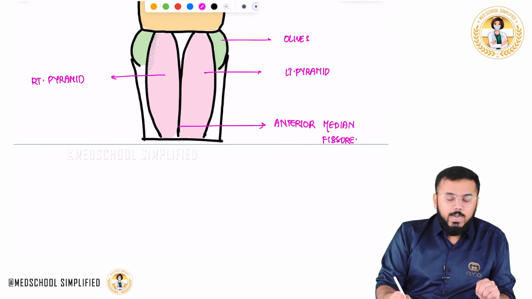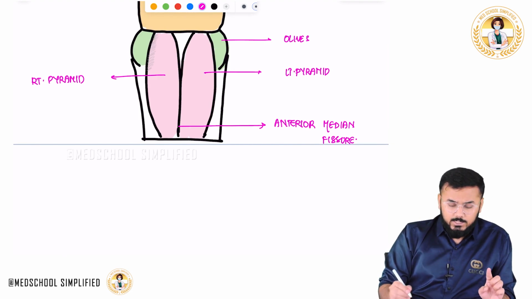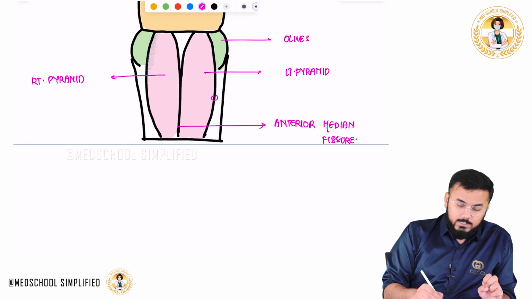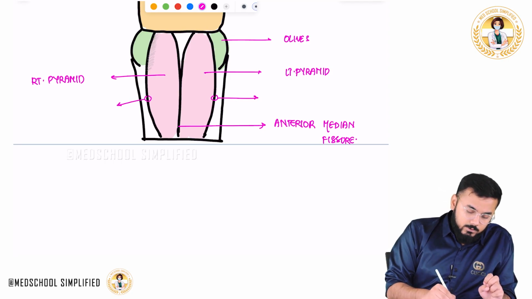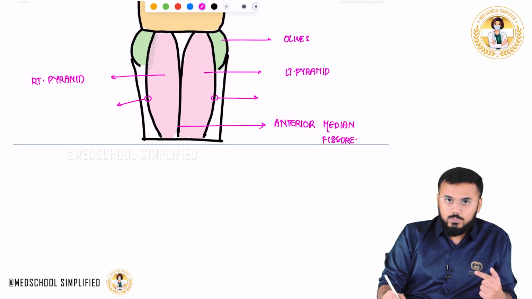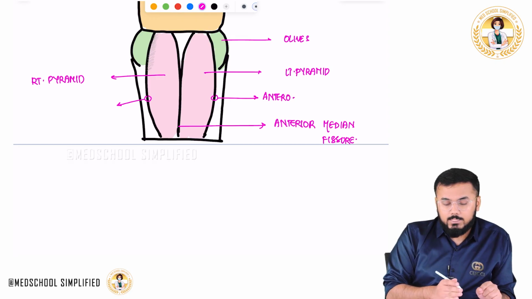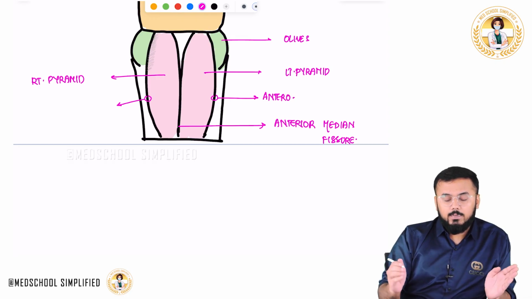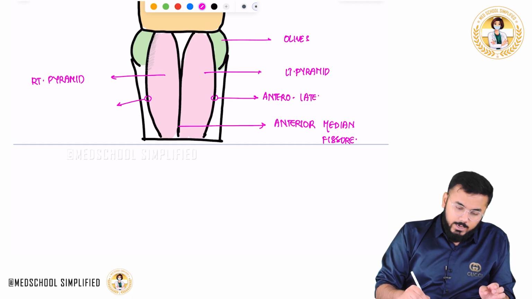Now after this anterior median fissure, there are two more structures located on either side. For example, you see this particular structure over here, and in the same way this particular structure over here. What are these two structures? They are also located anteriorly. Are they located in the center or laterally? They are located laterally, so you can call it the anterolateral sulcus.